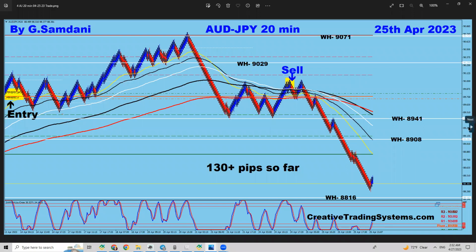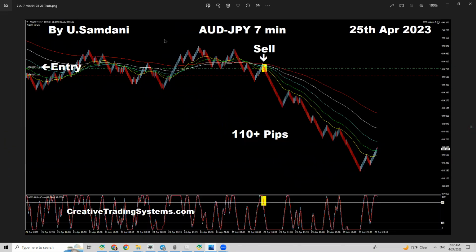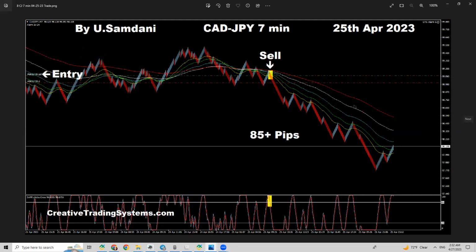But this entry from the 7-minute chart somewhere here is my son doing it. See that? This entry here. And it went down for 110 pip. He got 110 pip right from here. Not only this one, but another one, CAD yen also. So yen was getting strong and all yen pairs went down. And these are the trades that we got.